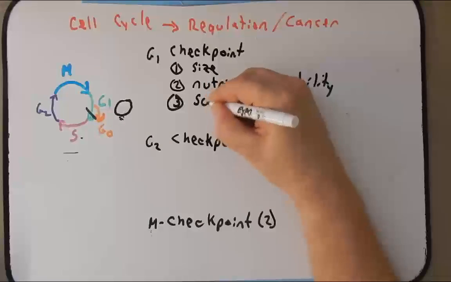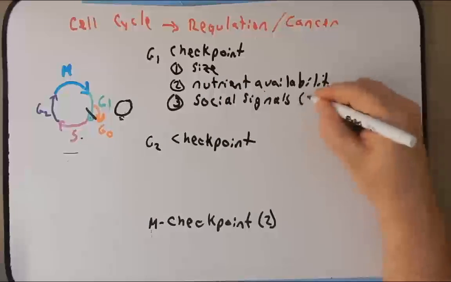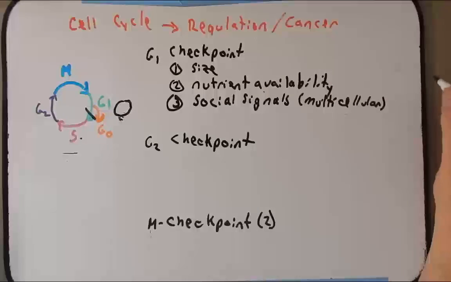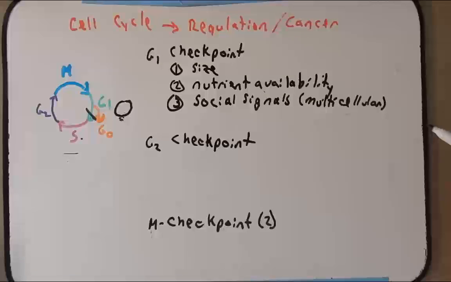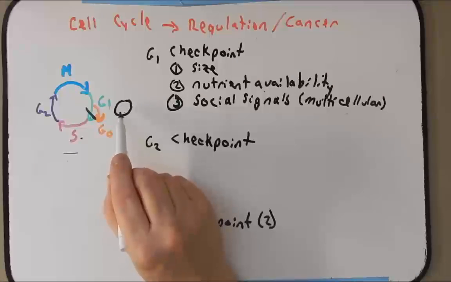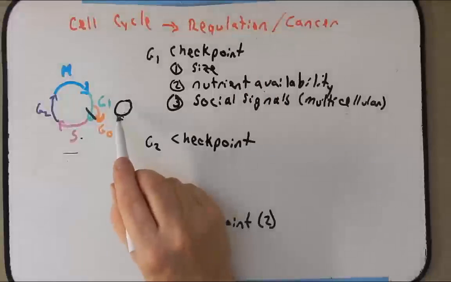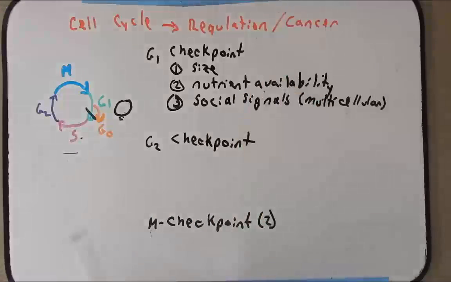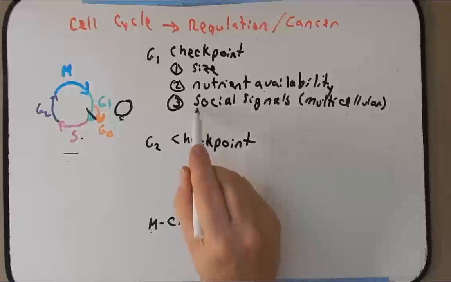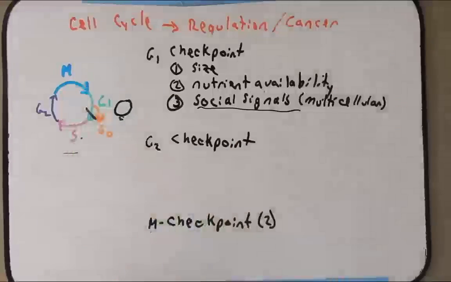Third, social signals. We think of this more in multicellular organisms. But thinking about quorum sensing, you could make an argument for social signaling in unicellular organisms as well. But essentially what this is saying, in a multicellular organism, is: is this cell receiving signals from other cells? Is it receiving signals, say, from the pituitary gland, from the adrenal gland, or some other gland in the body? Is it receiving that signal that says it's time for it to divide? So that's what we mean by social signals. Cells from other parts of the body.